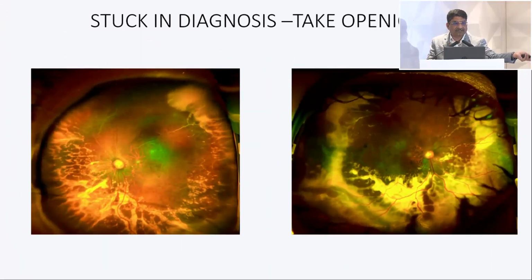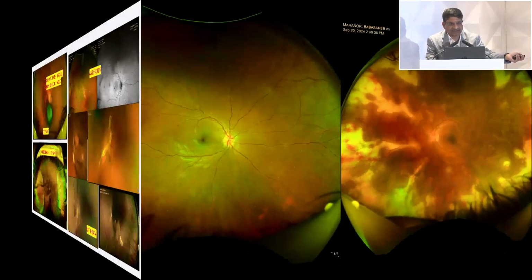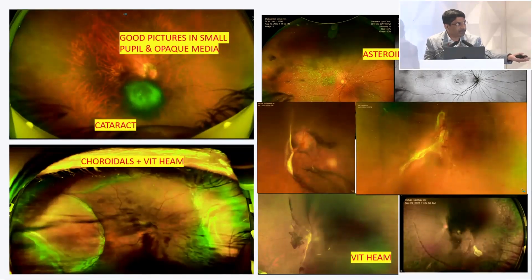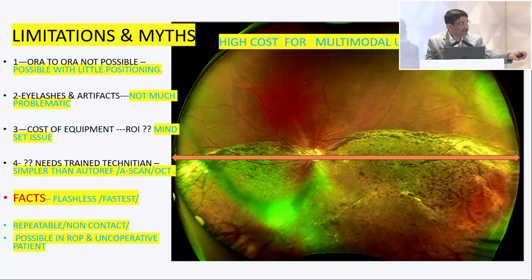There are certain cases where you are stuck in diagnosis. Take the wide field photograph and take the opinions from your seniors. It can be taken in opaque media also. So there are certain limitations and myths about ultraviolet field photography. That it is not possible in the periphery is a myth. We have seen that we could take it.